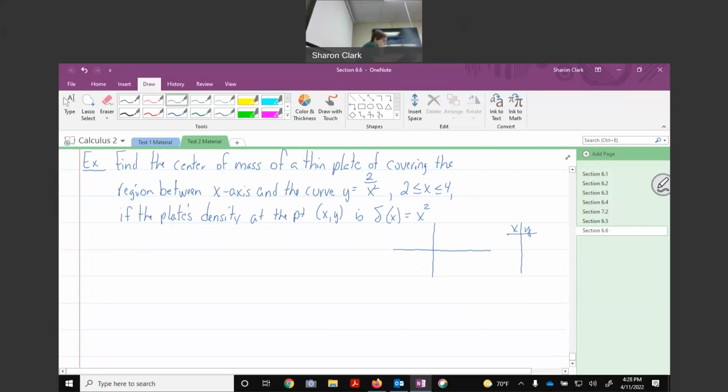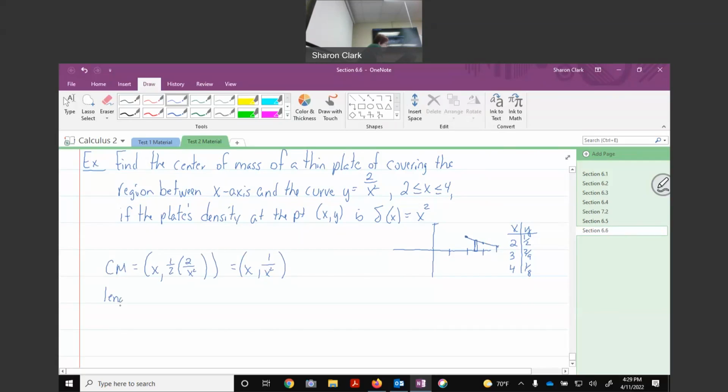Okay. So center of mass should be x, half of the function, half of 2 over x squared. So that's x comma 1 over x squared.